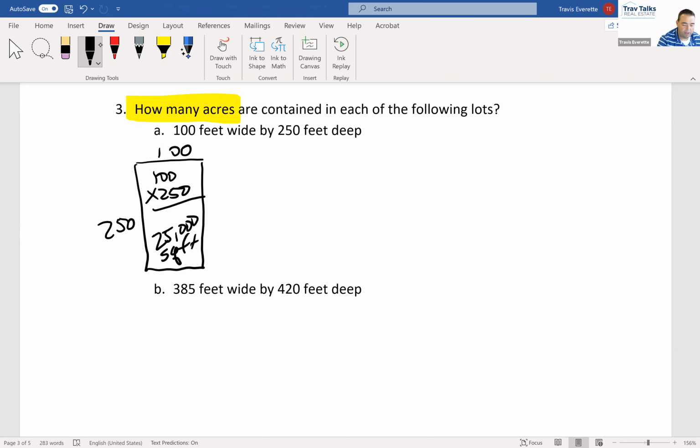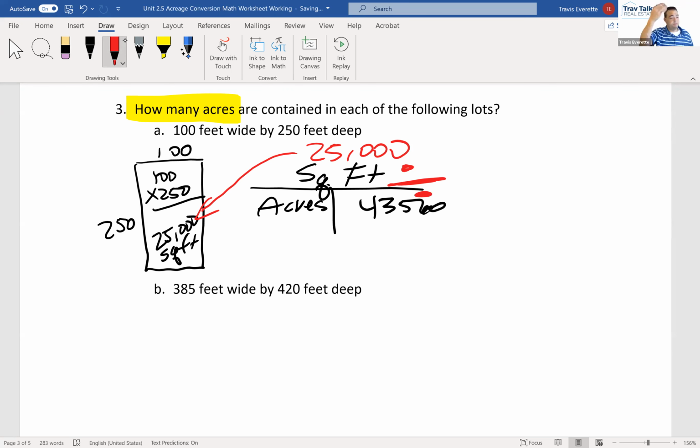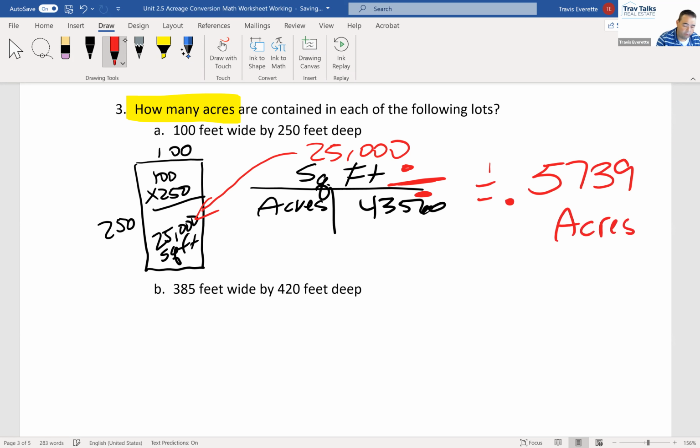So that's where I have to go back and think to myself, okay, I only have one formula which has square feet in it and acreage in it, and it has 43,560 over here. So then just start filling in the information we know. We know we have 25,000 square feet because we did that math right there. Now we have two of the three numbers in the T-bar. We have 25,000 and we have 43,560. We're ready to do some math. And that math is going to be division because we're top and bottom. So 25,000 divided by 43,560 equals 0.5739 acres. 0.5739 acres in that piece of land.